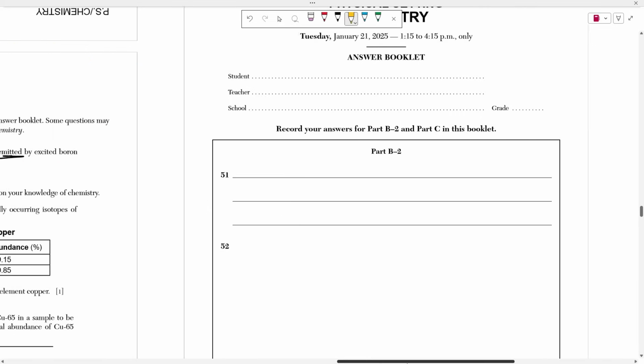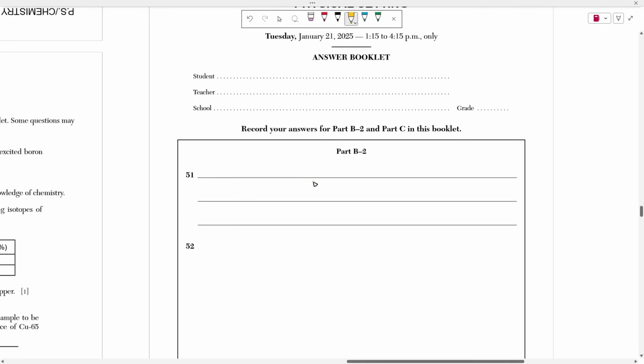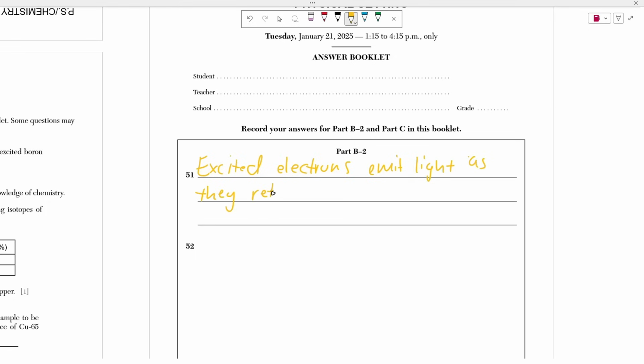So if we go to our answer booklet, this is where you're going to write your answers to this question. We can say how excited electrons emit light as they return to lower energy levels / states. So that's all you need to know here.